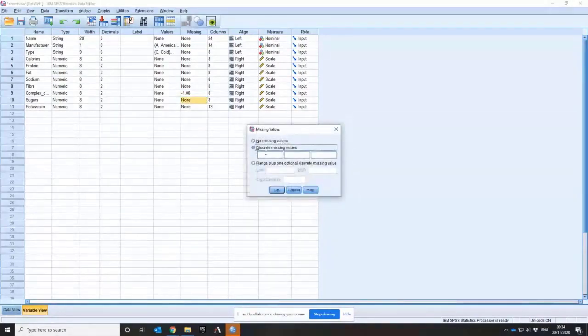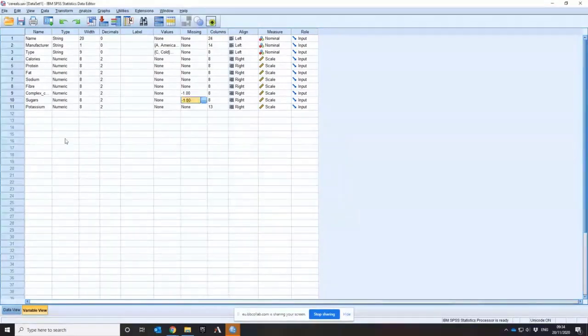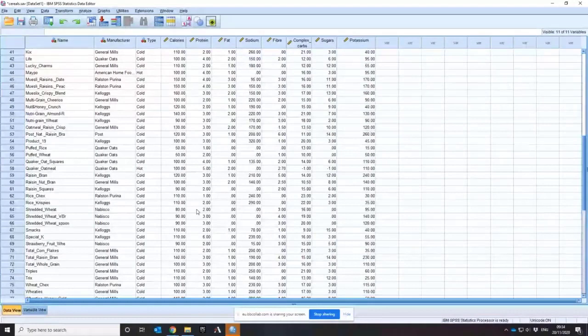Now, how did this arise? I don't think this data set was collected by people looking at the side of the packet. It suggests that it was sent to a lab and people worked out the amount of complex carbohydrates and sugars. And what happened is, when they ran the machine doing the analysis, it stopped working, or they didn't record it properly, or something happened. There's some reason that these two matched experimental details disappeared.